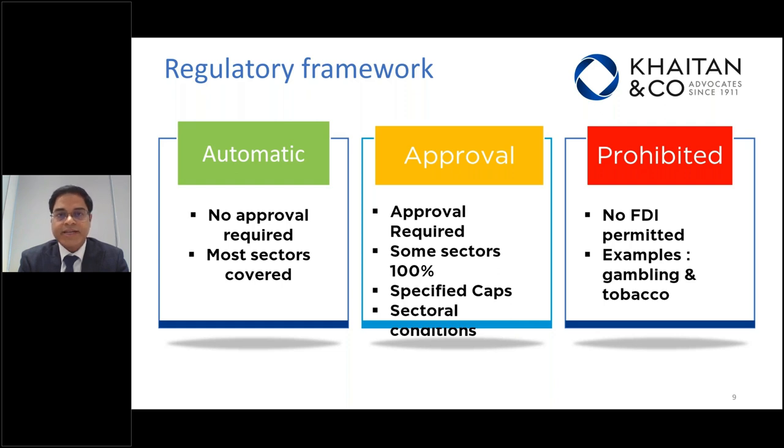Now, the second category would be the approval route sector. As I mentioned, only key sensitive sectors are under the approval route. For example, pharmaceuticals. Of course, up to 74% in pharmaceuticals is allowed under the automatic route, but beyond 74% government approval will be required, considering the sensitivity of the pharma sector.